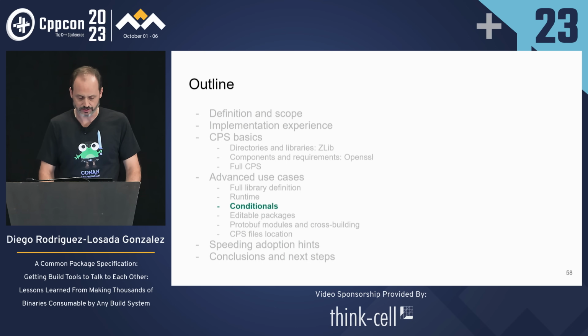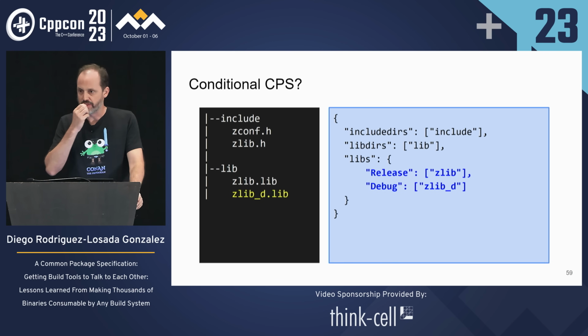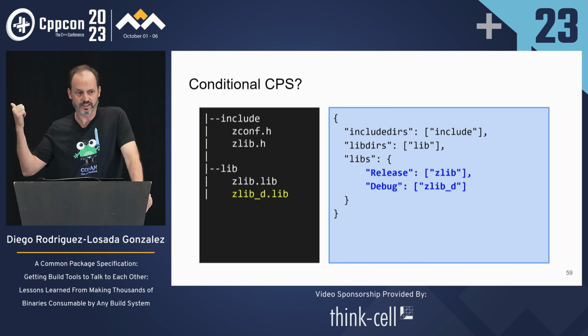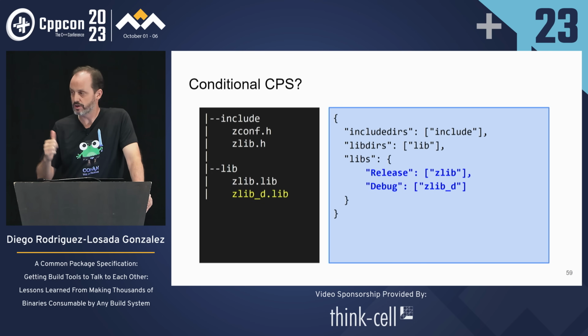What happened with conditionals? So the moment we have the CPS, we are tempted to do this. Because, hey, we have the setlib for release, and we have setlib_d for the debug build of setlib. And then how can we specify this in CPS? Okay, we could do something like this. This looks declarative, but it is not. This is a conditional. This is, hey, if you are doing a release build, use this library. If you're doing a debug build, use this other library.